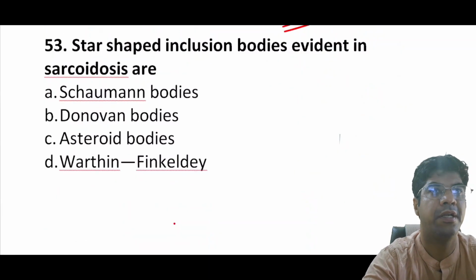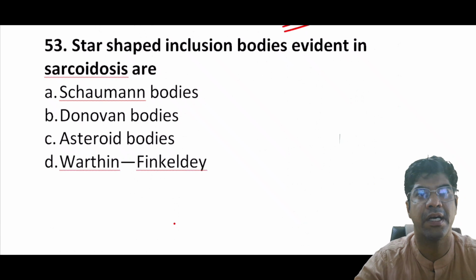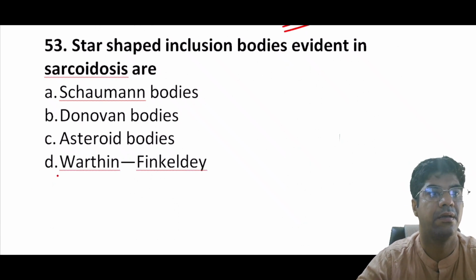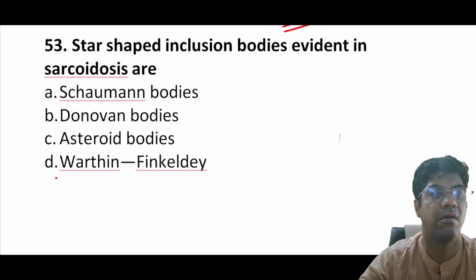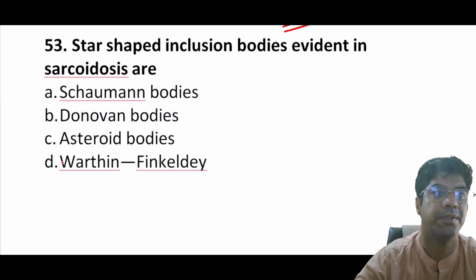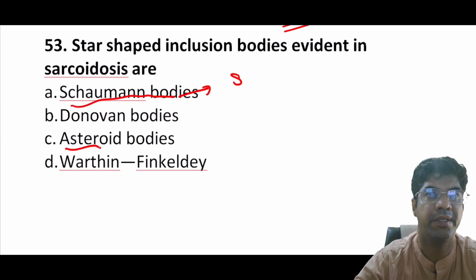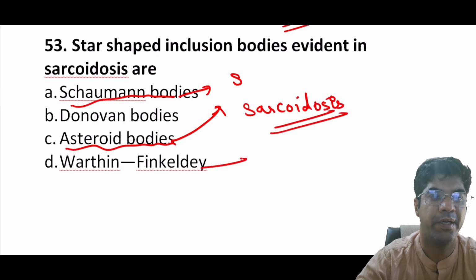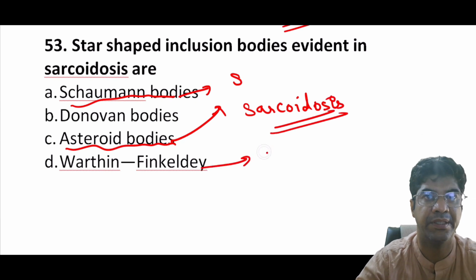The star-shaped inclusion bodies evidenced in sarcoidosis, remember they are the asteroid bodies. So the answer is asteroid bodies, they are seen in sarcoidosis. Warthin-Finkeldey bodies, they are seen in measles.